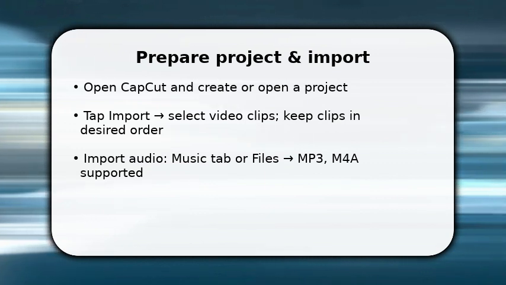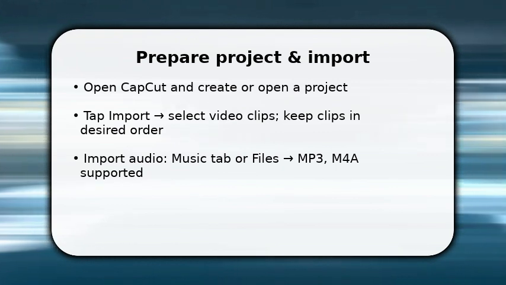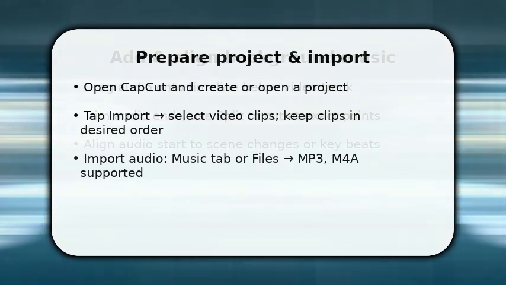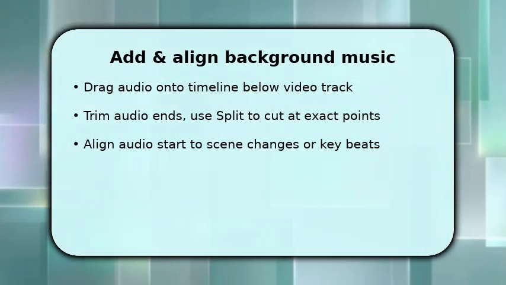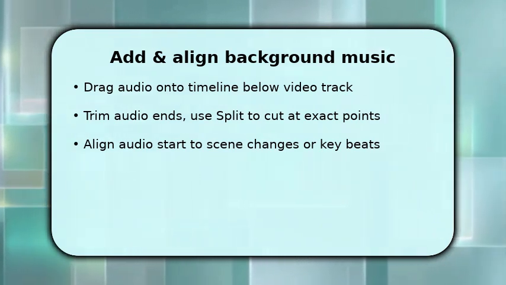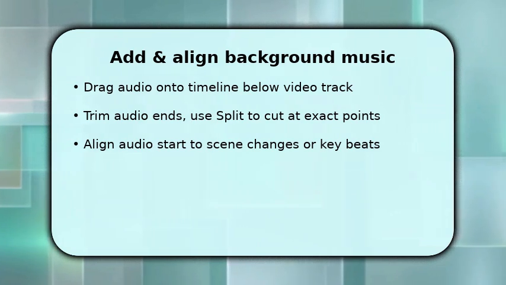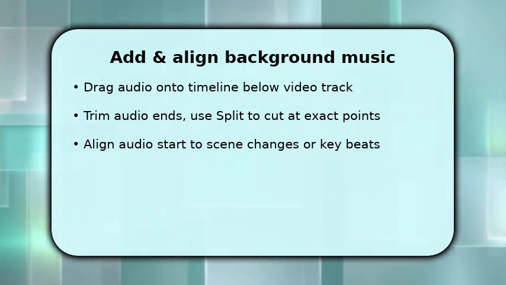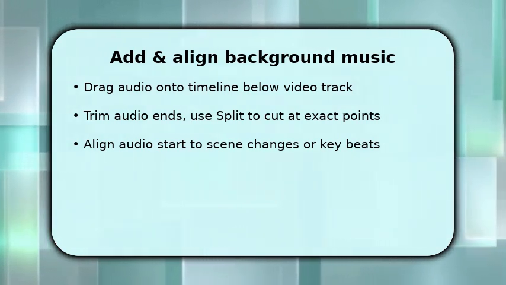Once done, drop your video onto the timeline. Make sure the timeline playhead sits where you want the music to begin so later trimming is precise and efficient. Now add the music by dragging the track onto the audio lane beneath your video. Use split to cut the audio at exact points and trim handles to remove unwanted intro or tail. This gives you clean, synced segments.